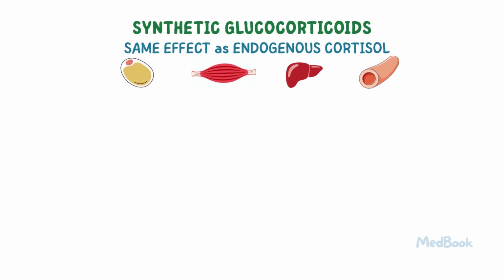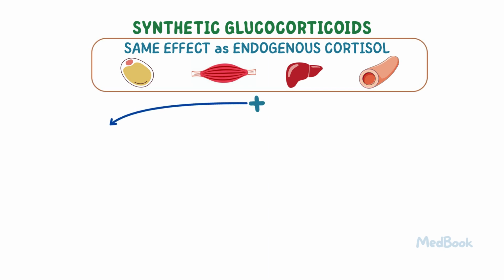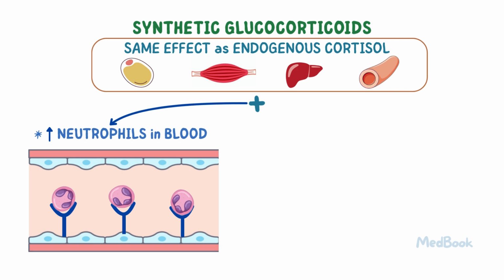Now let's switch gears and focus on synthetic glucocorticoids. Synthetic glucocorticoids in our body produce the same effect as endogenous cortisol, but they also increase the number of neutrophils in the blood. Let's put it this way.